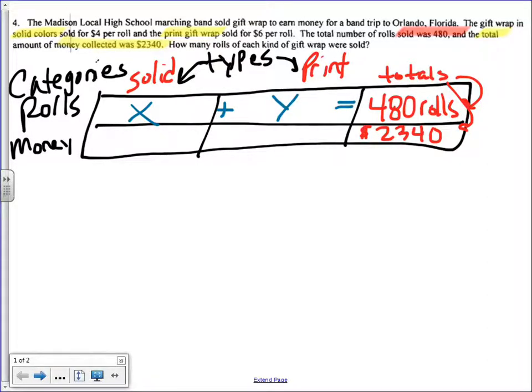X plus Y, meaning the number of solid rolls I use, plus the number of print rolls I use, equals 480. That makes sense to me. All right, now, let's go to the other one.